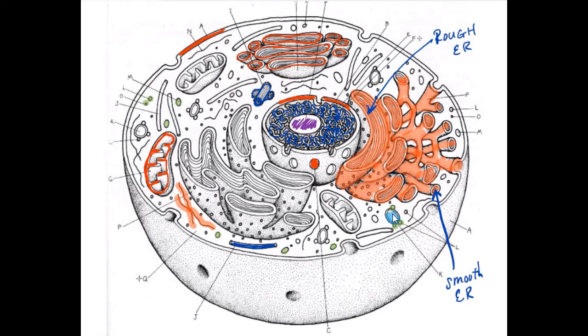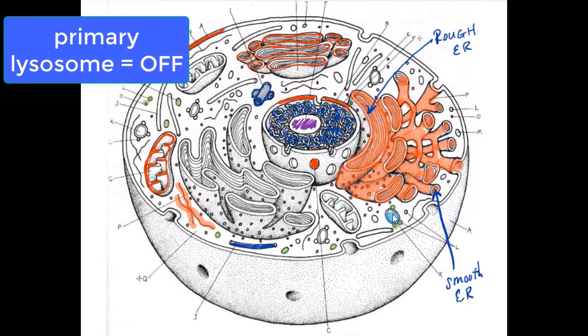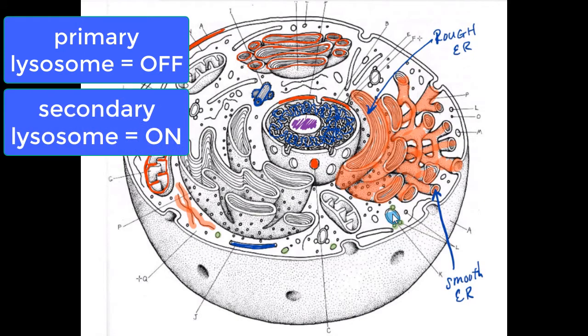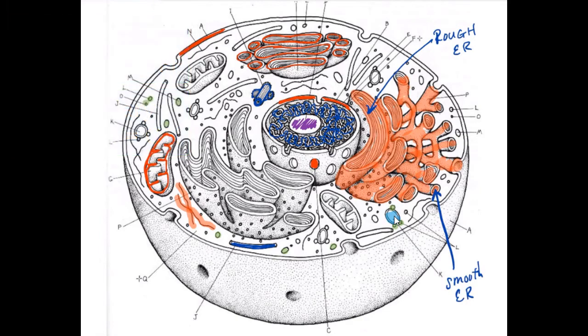Now you're going to have two terms in your homework. You're going to have primary and secondary lysosomes. A primary lysosome is just one that's not working right now. It's turned off. A secondary lysosome is after it is attached to something that it's going to eat or digest. Now it's called a secondary lysosome because it's active. So don't get tripped up on those things. Just know lysosome in general has a bunch of these digestive enzymes inside, hydrolytic enzymes.